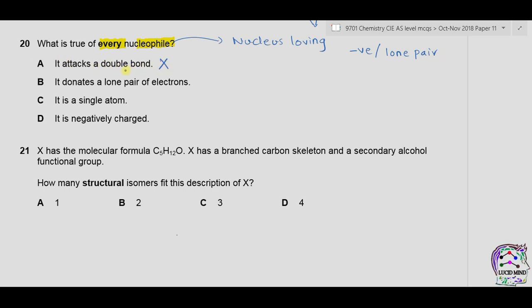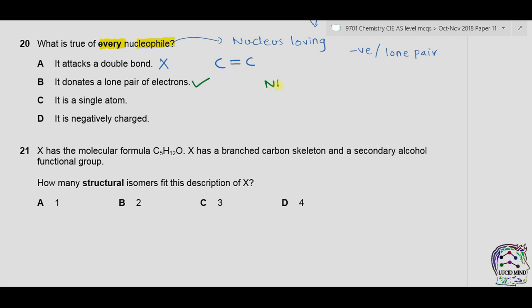This is incorrect because a double bond is actually electrons, and a nucleophile does not attract electrons, it is attracted to positive charge. In a double bond, pi electrons are present and these pi electrons themselves behave as nucleophile. B. It donates a lone pair of electrons. This is true for nucleophile because nucleophile has lone pair of electrons.